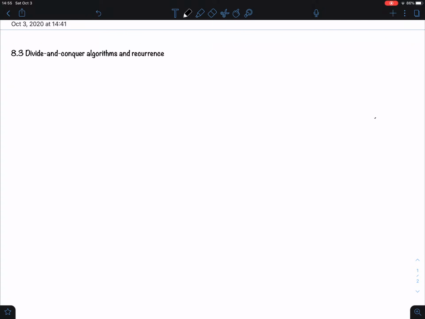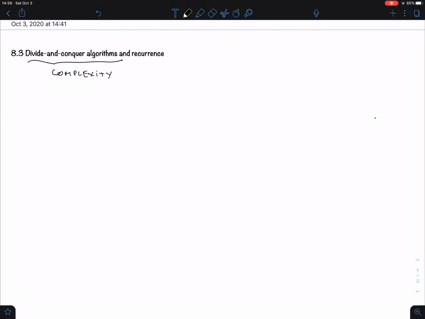Hi everybody. We're moving on to 8.2. We move on from 8.2, we go to 8.3, and again the title is a bit long: Divide and Conquer Algorithms and Recurrence. And so this is basically an application of recurrence on these guys, but really what we are interested in is the complexity of this type of algorithms.